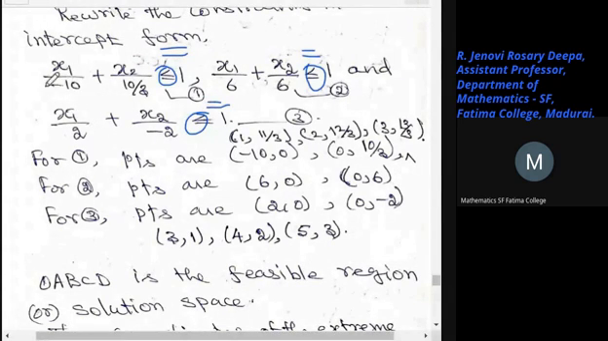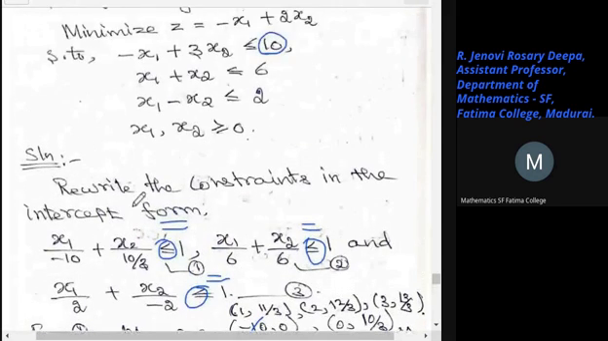First, x1 divided by minus 10 represents the point minus 10 comma 0. That is the x1 intercept, so the x2 value becomes 0. So minus 10 comma 0 is one point. And the x2 intercept we get as 10 by 3, so 0 comma 10 by 3. These are the two points. Now in the first point, the coordinate for x1 is negative. But in the LPP problem, we have the non-negativity restriction that x1, x2 are greater than or equal to 0.